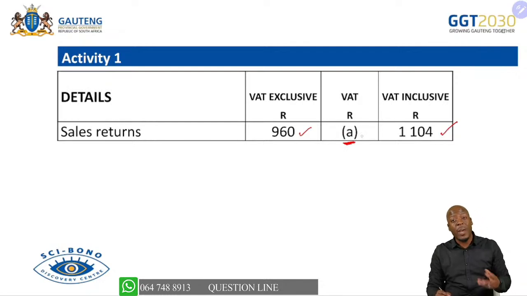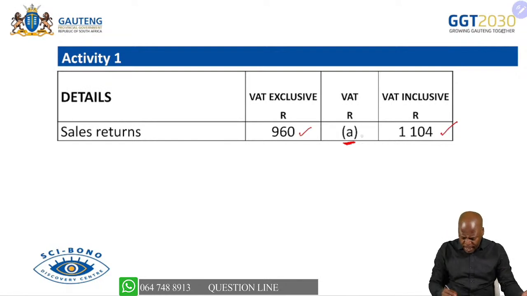And earlier on, we established that the moment you're given an inclusive and an exclusive amount, this is a walk in the park. You simply get the difference between the two. What am I saying? You simply say your 1,104 rands, which is your inclusive, you subtract now your exclusive of 960. So you're getting the difference between these two.